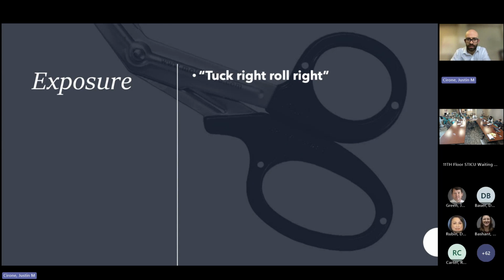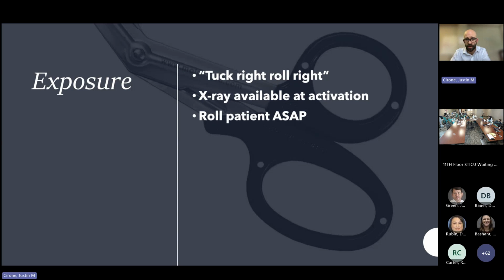Again, every second counts in the trauma bay. We're talking about seconds when it comes to people's lives in hemorrhagic shock. The next one is X-ray should be available at activation. We have that virtually every time, but that should be the standard for any trauma hospital that lands a trauma.